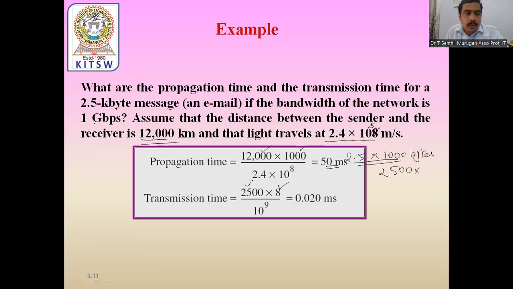Why? 1 gigabit per second. The network speed is the capacity. The bandwidth is gigabits per second. What is a gigabit? 10 power 9 bits per second. That is gigabits per second. So finally we are getting 0.020 milliseconds as the transmission time.